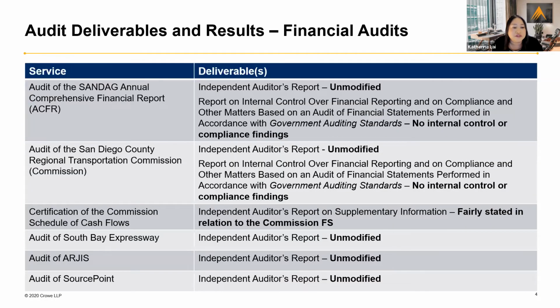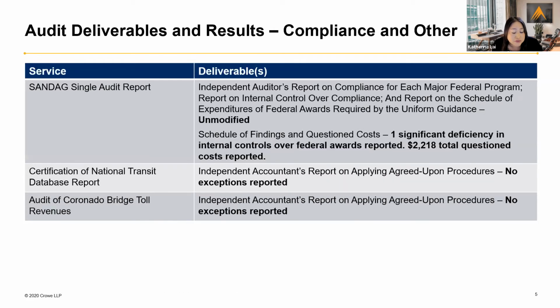So I'm pleased to report for the Sandag Annual Comprehensive Financial Report, the Commission, as well as the Commission statement of cash flows that are required, the South Bay Expressway and Argus and Source Point, that we were able to issue an unmodified opinion. Essentially, my opinion states the financial statements are fairly stated in accordance with generally accepted accounting principles. And so if it's unmodified, that's actually very good news. In addition, we didn't have any recommendations relative to internal controls or compliance findings for these entities listed here. On the next slide, you'll see the results of some other procedures that we've performed.